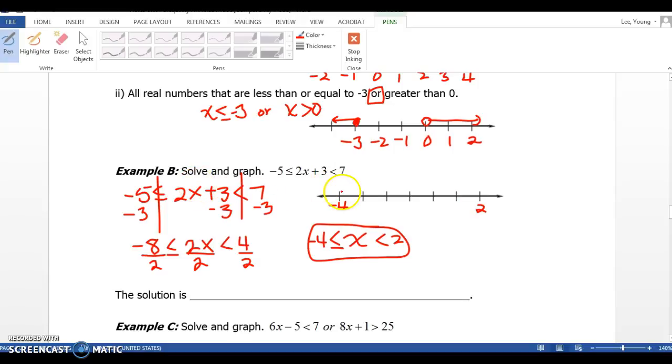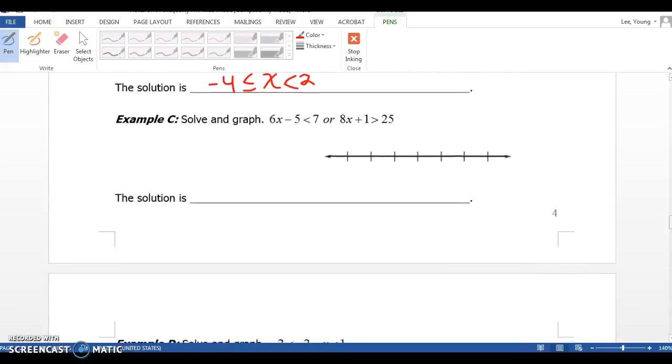Negative 4 is a closed circle because it has an equal sign. 2 is an open circle because there's no equal sign. Then what do we do? Since x is in between, we connect. And the solution is x is greater than or equal to negative 4 and less than 2. Easy? Okay. How about the next one?